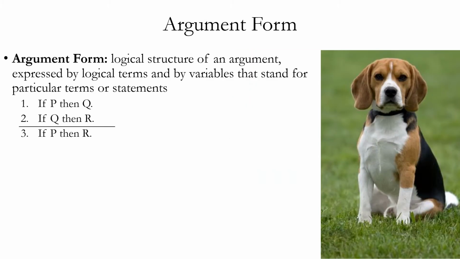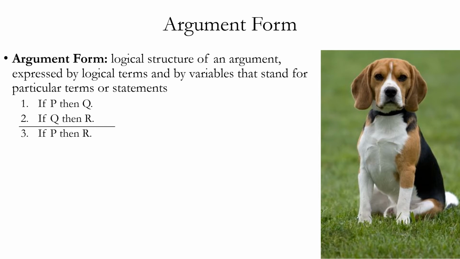An argument form is the general logical structure of an argument, which can be expressed by logical terms, such as if and then, and by variables, such as p and q, that stand either for particular terms or for whole statements. An example of a particular term would be dog or beagle. An example of a statement would be, if it's a beagle, then it's a dog. So a statement has a truth value. It can be either true or false, whereas a term is just a name for a predicate or a group of things.